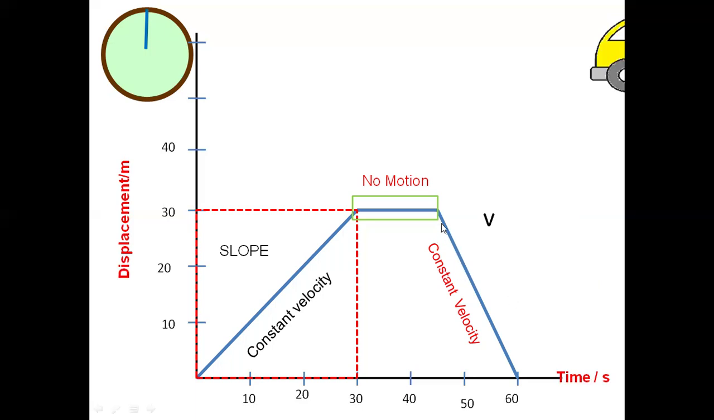And remember, this slope decrease, this negative gradient, does not show that the car is decelerating. You have to remember it. Sometimes students make a mistake, and for this portion, when the car returned back, they write deceleration. It is a displacement time graph, and the gradient gives velocity, not acceleration.